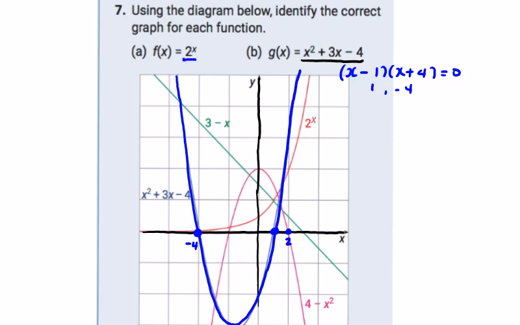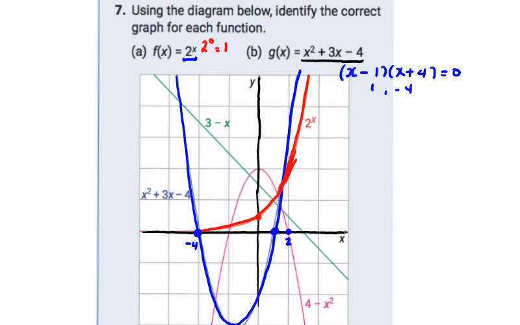And then the exponential 2 to the power of x will go through the point 0, 1. 2 to the power of 0 when x is 0. Anything to the power of 0 is 1. We know these exponentials go through here. So the red one, it's actually labeled 2 to the power of x. So that's 2 to the power of x, the red one, and it asks us to identify the correct graph for each function, and there's only 2 of them.